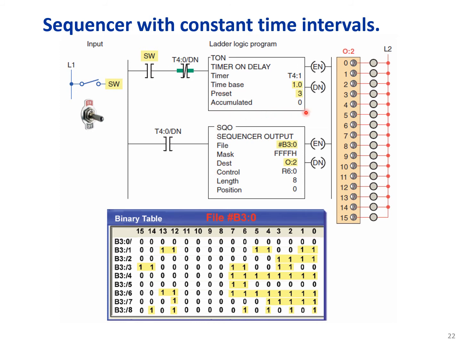And here we have a fixed preset time value for the on delay timer. Okay? So we are not changing the preset time value for the on delay timer based on a sequencer file as we had in the previous example for traffic lights.